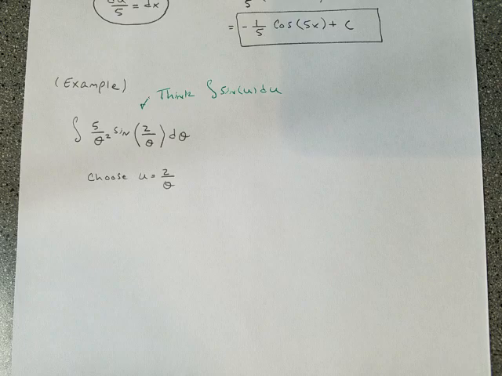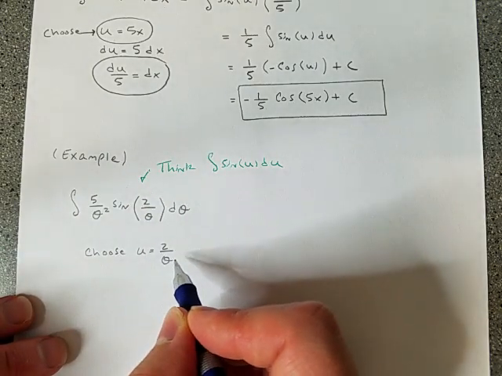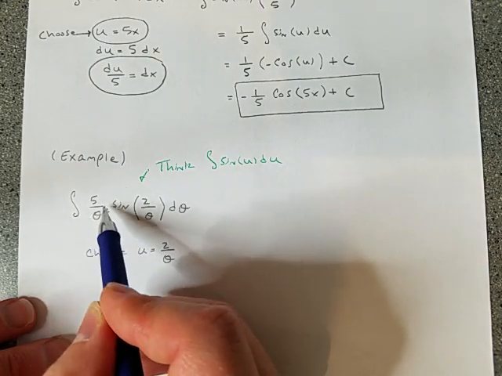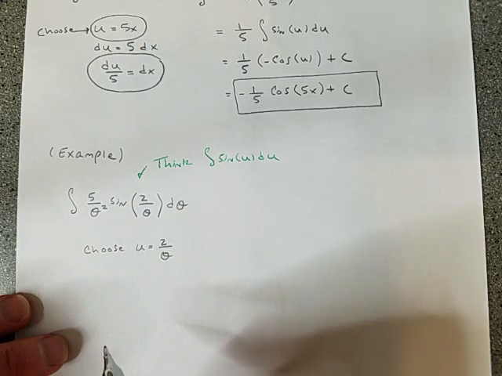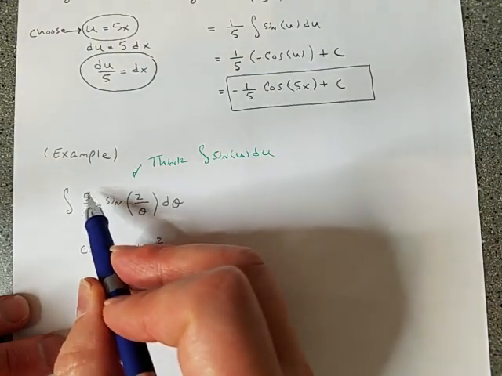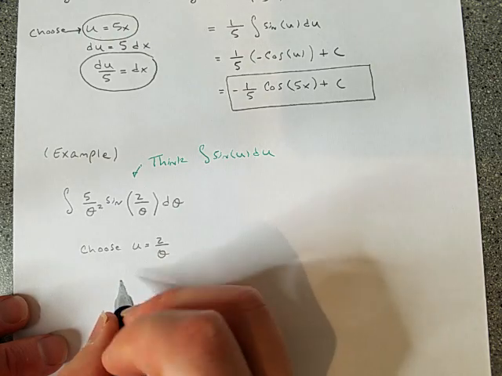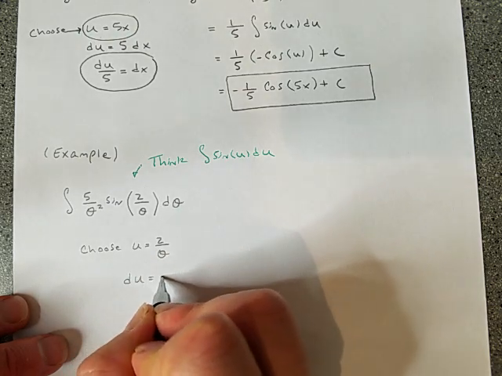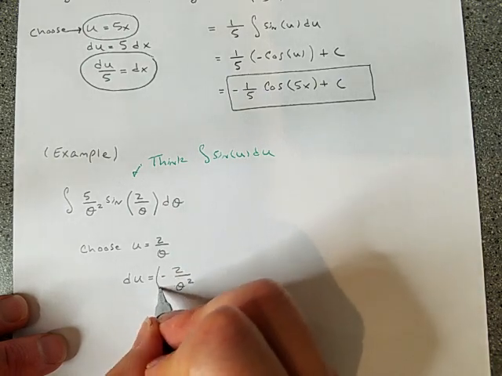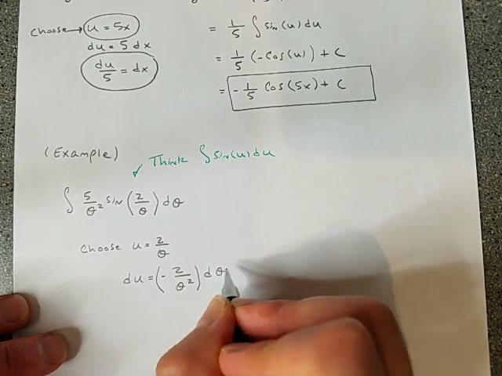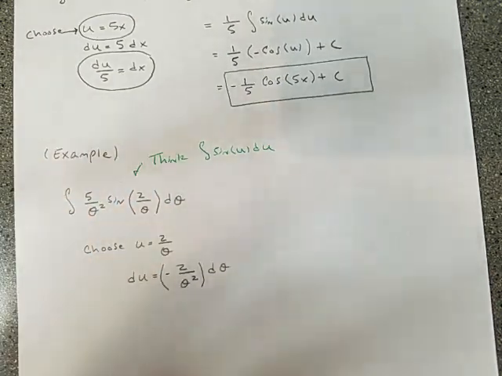All right, so if I choose u to be 2 over theta, what's the derivative of 2 over theta? Is it 5 over theta squared? Well, it's not 5 over theta squared, but it's pretty close to that. With the exception of the constant being there, it's basically going to be that. So look, if I choose u to be 2 over theta, du is negative 2 over theta squared d theta. Okay, so that's 5 over theta squared, but we can deal with the constants.